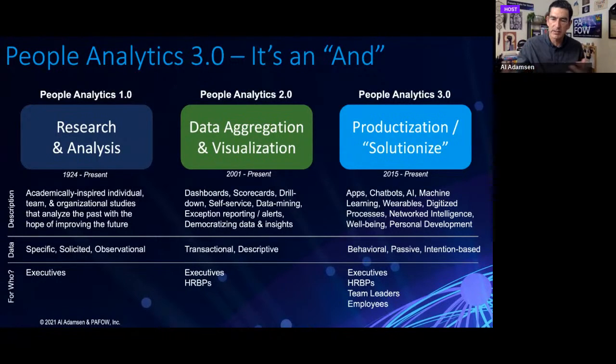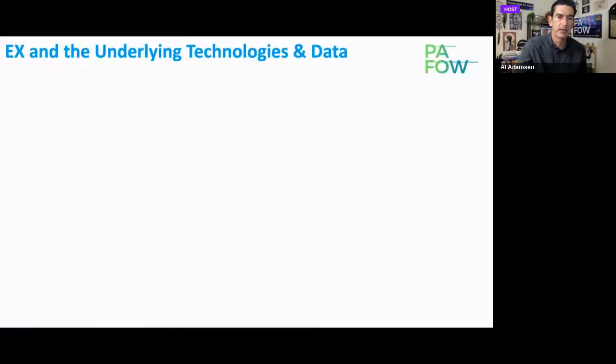3.0 has been in process for the last 5 plus years, arguably longer in some cases, arguably shorter in other cases. But you can see down at the bottom that this is capturing behavioral data, passive data, data exhaust. And it's not only benefiting, again, HR business partners and team leaders and executives, but the individuals themselves. This is where we're going in not only the people analytics space, but in the HR technology space in general, and certainly with employee experience.